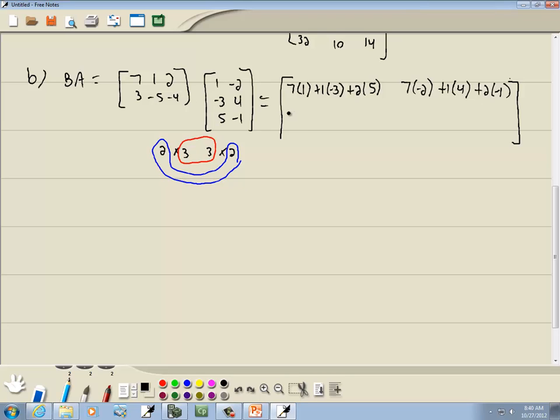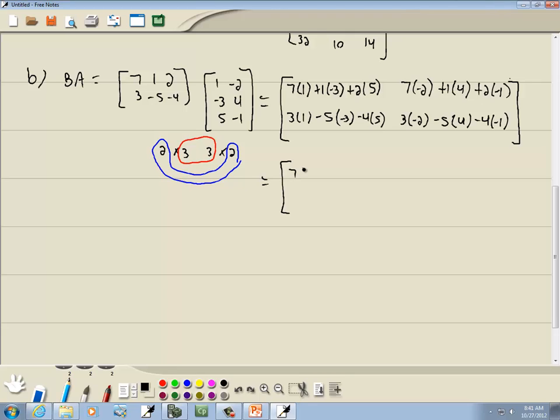Then I'm going to take this second row times this first column. So 3 times 1. Negative 5 times negative 3. And negative 4 times 5. Let me see. 1s, negative 3s, 5s. Okay, then I'll take this second row here times the second column. So I got 3 times negative 2. Negative 5 times 4. And negative 4 times negative 1. Let's see, 3, negative 5. Okay, that all looks right.